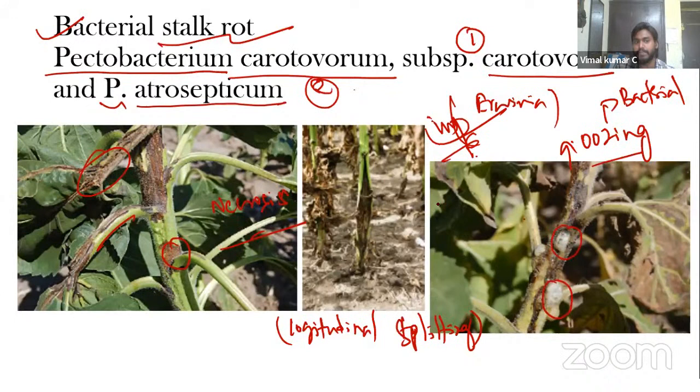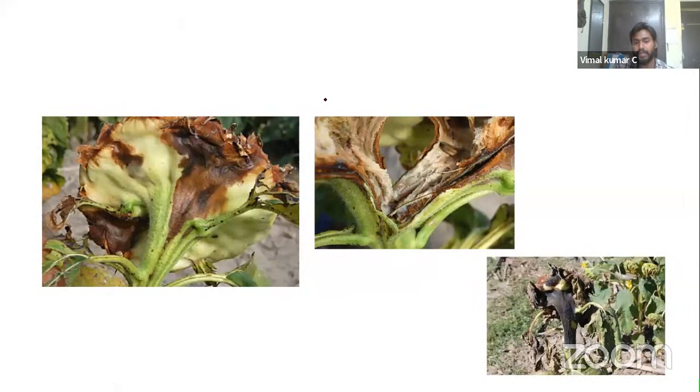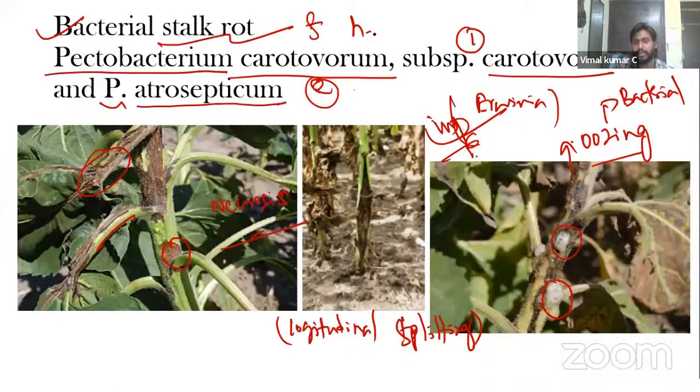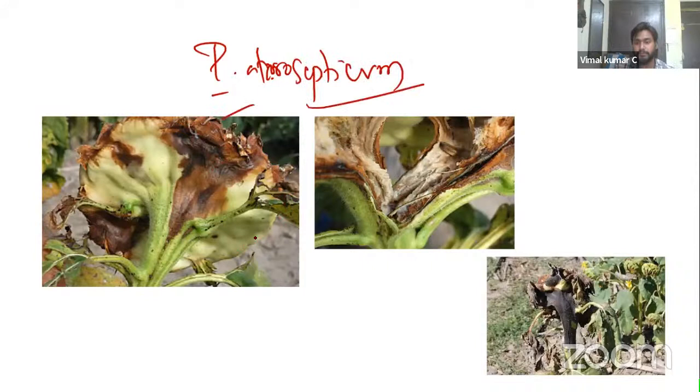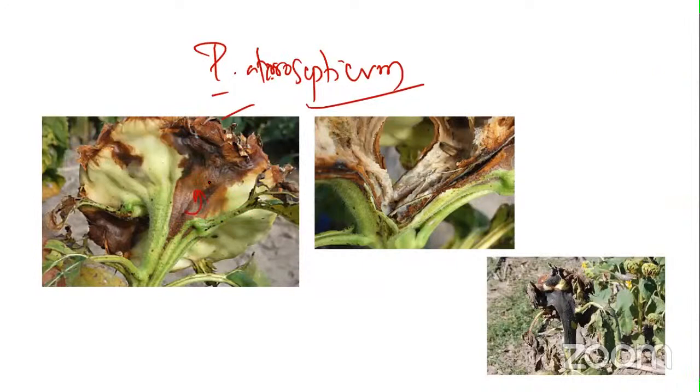And one more: as I told you, it causes stalk rot, and along with it, it will cause head rot also. That is also a very prominent disease, caused by the same pathogen, Pectobacterium atrosepticum. It starts from the head, on the backside of the head, and it will progress towards the petals or the rachis, so it will infect the entire head.